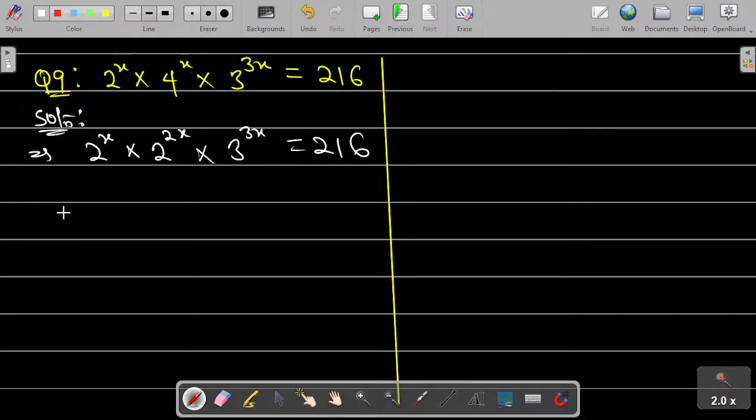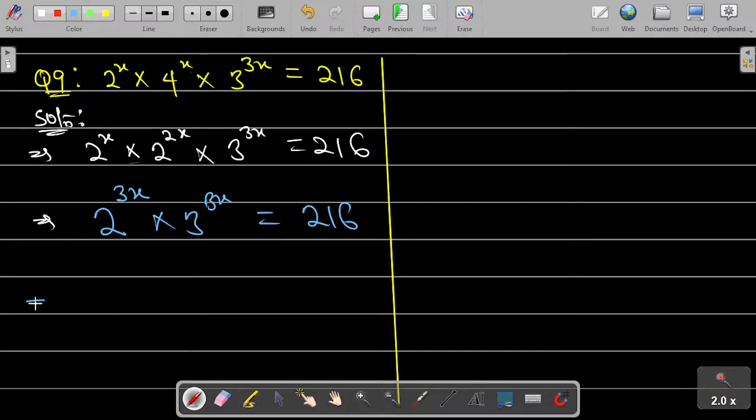Since these two bases are multiplying and they are the same, this can now be 2 raised to the power of x plus 2x, which is 3x, times 3 raised to the power of 3x, all equal to 216. You can see I'm carrying my 216 because at this point, I do not know what to raise it to. So I'll keep going until I get a common base.